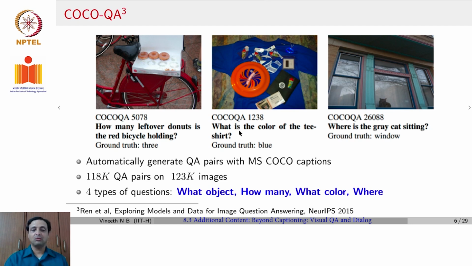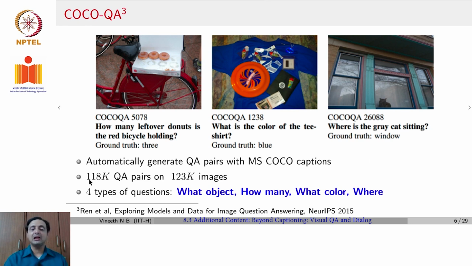What is the color of this t-shirt? The answer is blue. And where is the grey cat sitting? The answer is window. You can see that one can obtain question answer pairs from a caption. The only constraint here is that the answer is a single word, which is true of many VQA datasets.